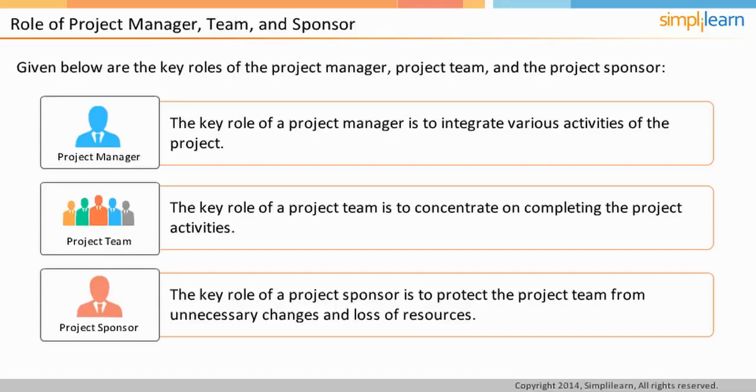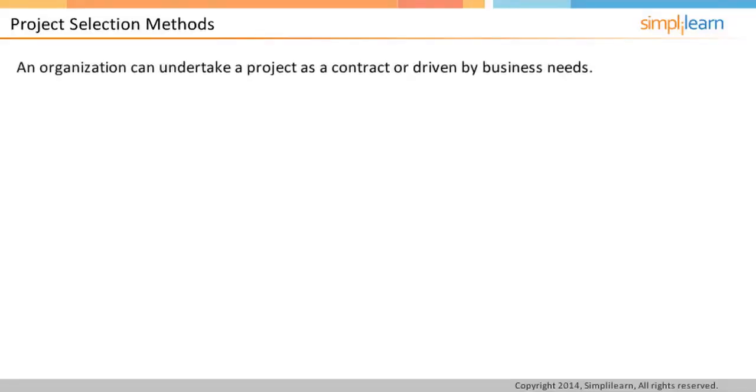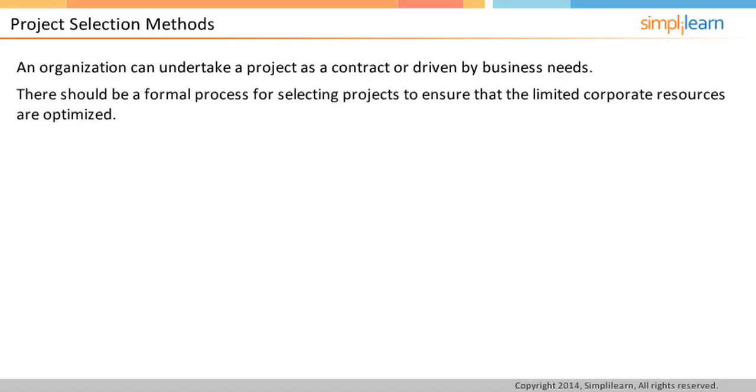An organization can undertake a project under contract with an external organization or take up a project driven by internal business needs. There should be a formal process of selecting projects in all organizations to ensure that it is making the best possible use of limited corporate resources. For example, if the organization has an option to take up any one out of the two projects, both of which use the same corporate resources, the organization would naturally select the one which is more profitable.